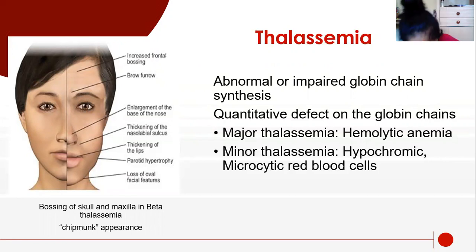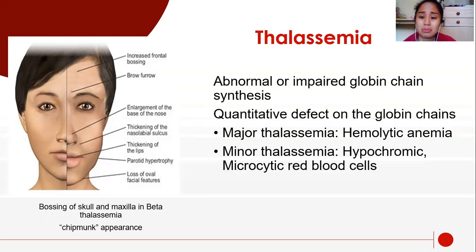Thalassemia, class, there's something wrong with the globin chains, a quantitative defect on the globin chains. So, it's a major thalassemia. Actually, it's classified into alpha thalassemia and beta thalassemia. Alpha thalassemia if the alpha globins are affected. Beta thalassemia if the beta globins are affected. So under them, we have either major thalassemia or minor.